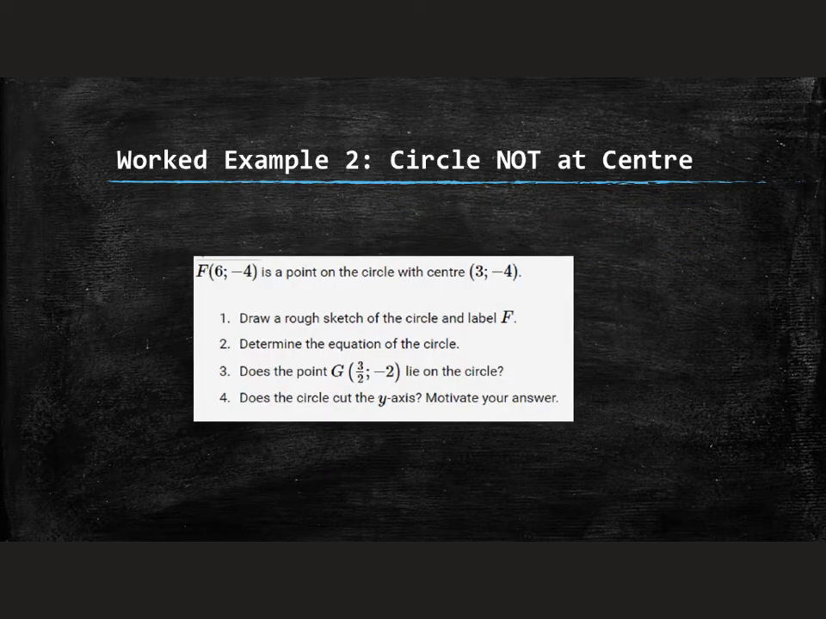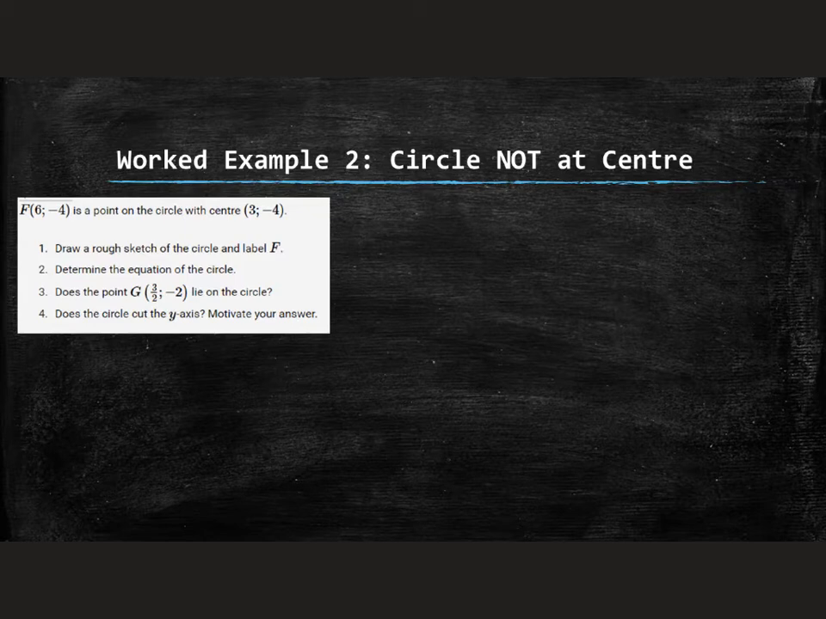Okay, so let's have a look at an example. F is the point (6, −4), a point on the circle, and it has a center of (3, −4). Draw a rough sketch, determine the equation of the circle, and then does this point lie on the circle, and does the circle cut the y-axis? I'm going to do all three of these. So first things first. Let's draw a rough sketch of the circle and label the points F. Pause the video and do this yourself.